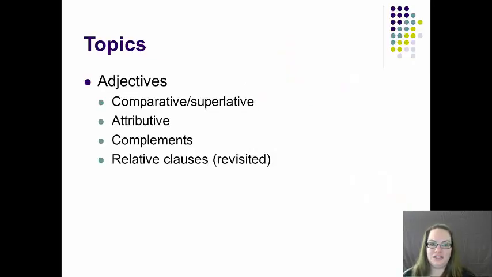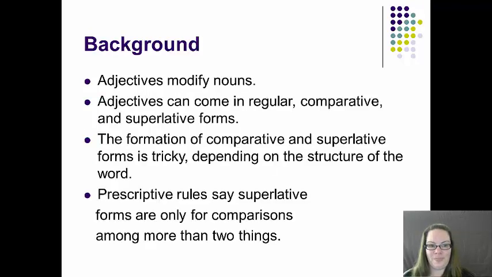We'll be looking at adjectives right now, and we have some different types of things we're going to look at: what adjectives do. So we're going to look at the comparative and superlative forms, when they are attributing information to something else, so when they're giving us more information about a noun, when they can act as complements, and when they happen as relative clauses, which we're going to revisit from our section on relative pronouns.